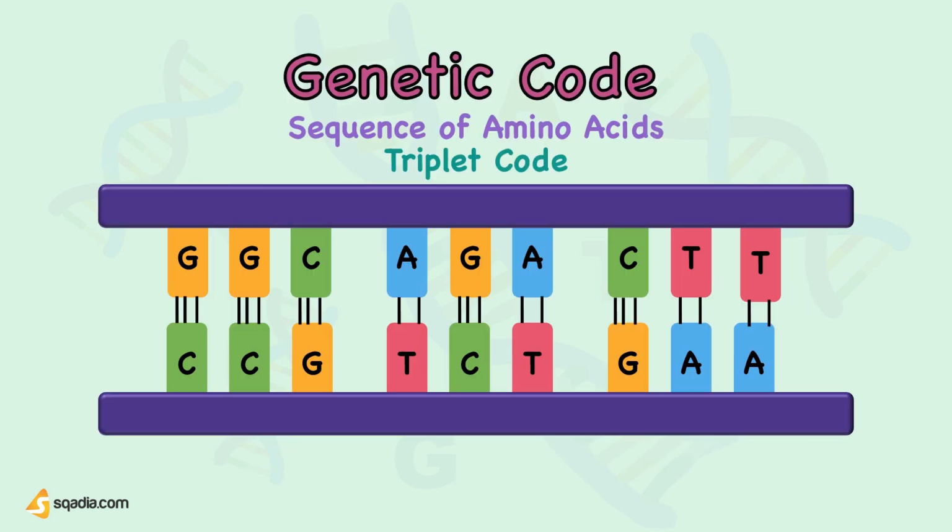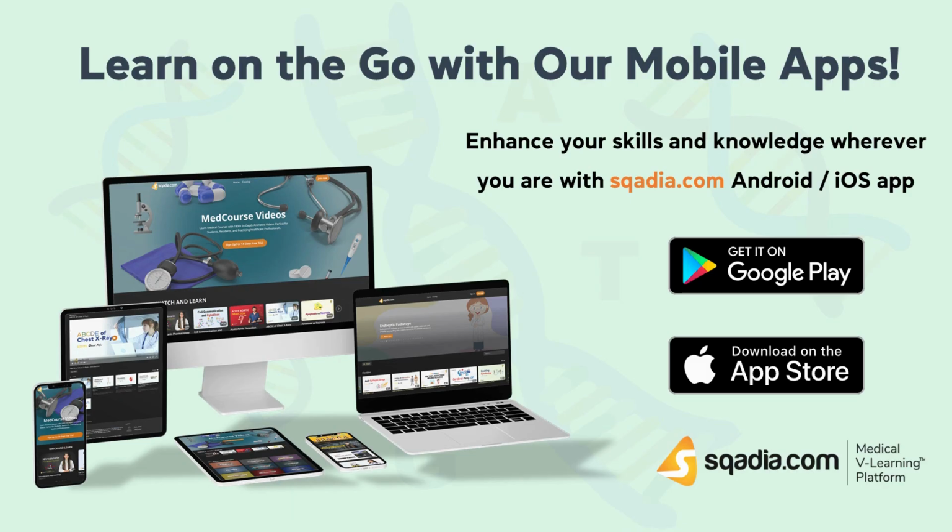Now coming back to the genetic code. It breaks down to become RNA. This process is known as transcription. And then, the new proteins are formed by the process known as translation. We will cover the details of these processes in the next video.